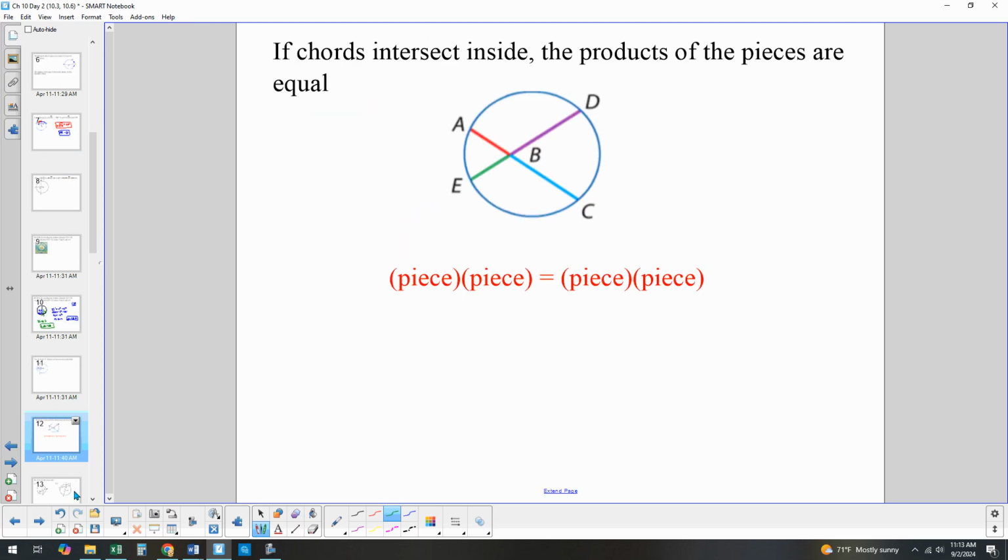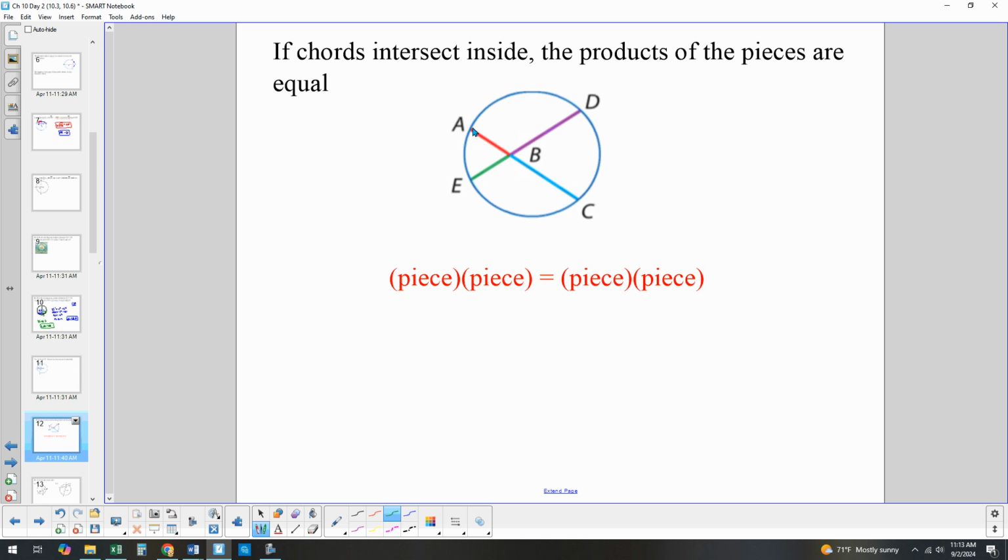If chords intersect inside, well, it's the only place chords can intersect, but if we do have two chords that we see intersect, the products of their pieces are equal. So when I have lines intersecting inside the circle, I'm going to multiply the pieces of those segments by each other and set them equal.